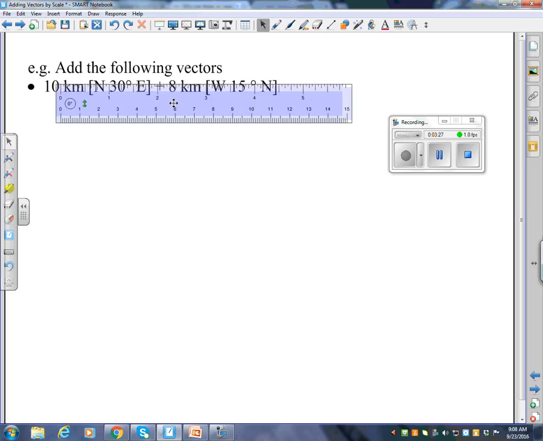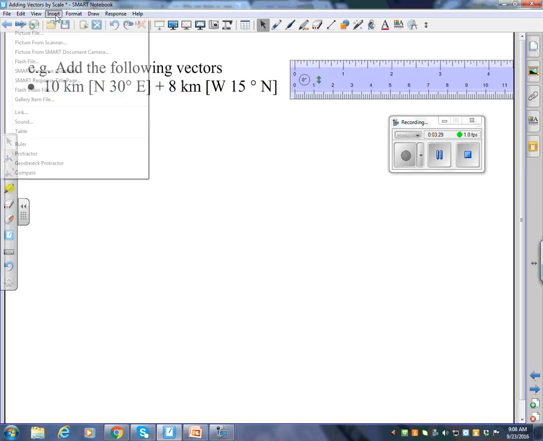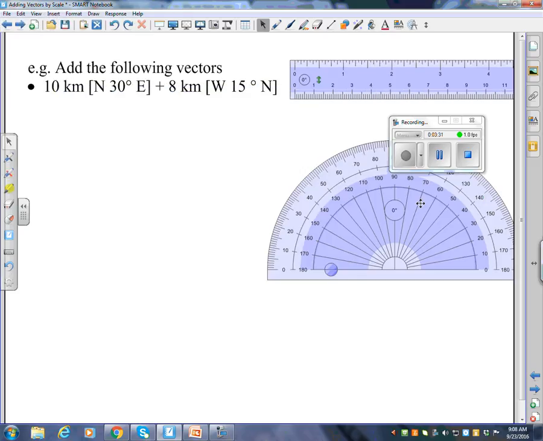Ruler, protractor. Anyone need a ruler or protractor? Okay, so 10 kilometers, north 30 east, 8 kilometers west 15 north. So the first thing you need is a scale that matches both. Something like 1 centimeter equals, what do you think? Maybe 1 kilometer? 1 or 2. I'm going to go with 1, I think.